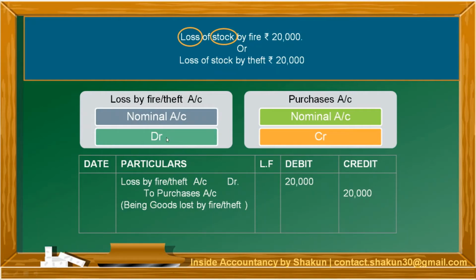So loss of stock by fire or theft, being a nominal account, is a loss. Debit all expenses and losses, therefore it is debited. And stock is reducing, but are we making any profit out of this? No. Whenever you ask such a question to yourself while journalizing a transaction, and the answer is no, then instead of the sales account or any other account, you have to credit the purchases account. So loss by fire or theft account DR to purchases will be the journal entry.